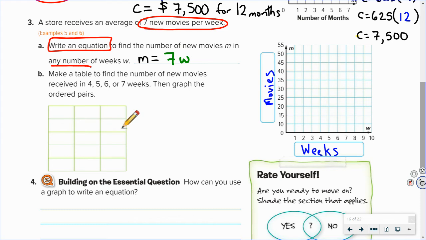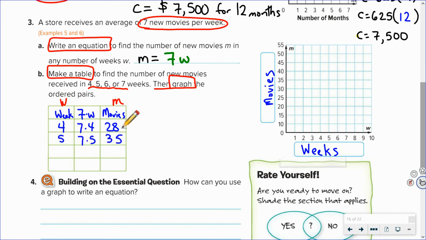Part B, make a table to find, for 4, 5, 6, and 7 weeks, the number of movies that are watched, and then graph. Now, my table, I'm going to put weeks first. I'm going to put movies last. After all, the movies depends on how many weeks we're watching for. Notice the strange thing here. They don't want us to start at 0. They want us to start at 4 weeks. Okay, so 7 times 4, 28. What if we did 5 weeks? Well, 7 times 5 is 35. 6 weeks would give us 42, and 7 weeks would give us 49.